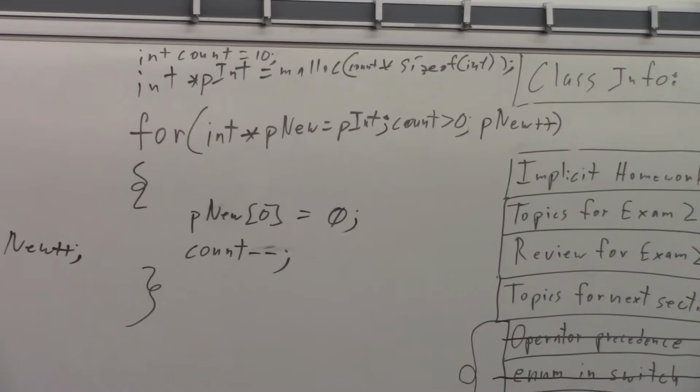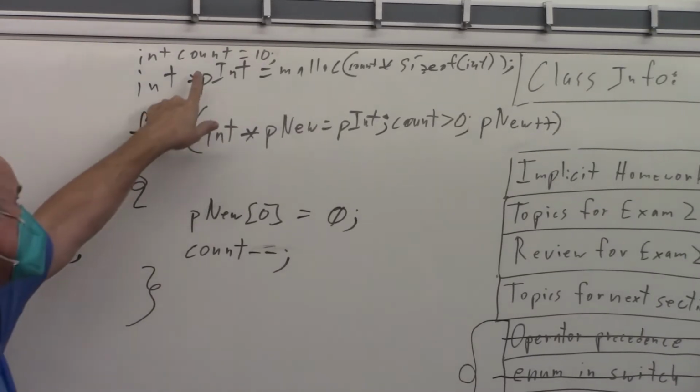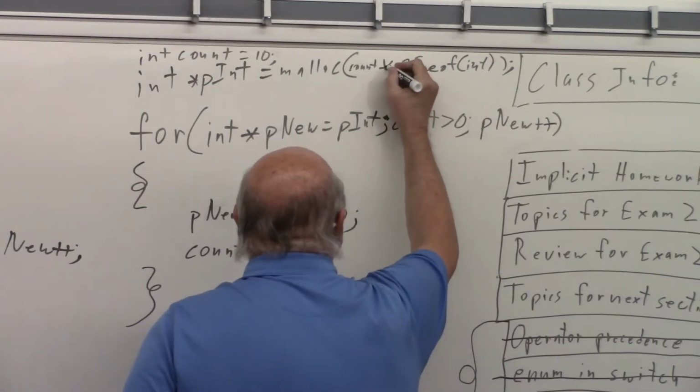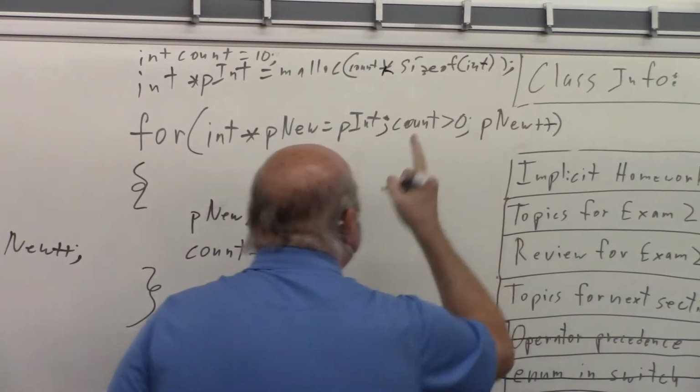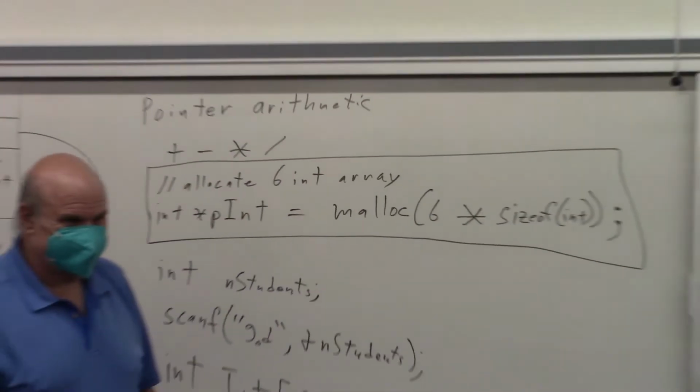Oh, okay. It says malloc, parenthesis, count, the variable I declared right above it, times size of int. Just like this, except it has count instead of the hard-coded 6.